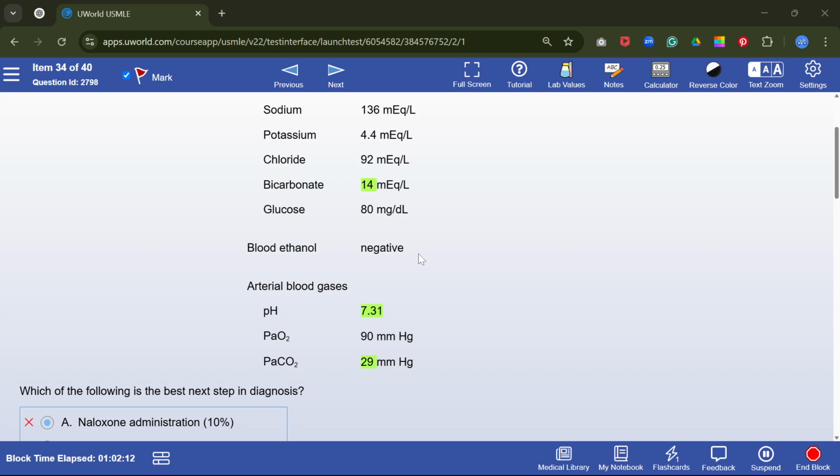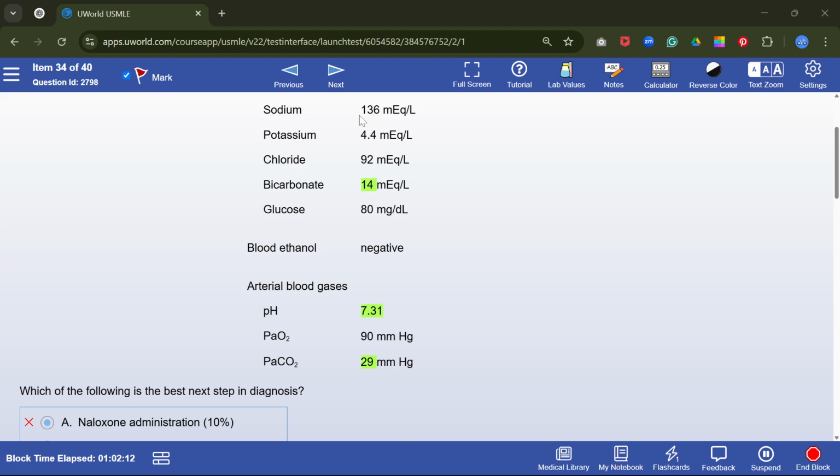Now I need to find out the anion gap. If you find a case with metabolic acidosis, then we need to find out the anion gap. Is it normal anion gap metabolic acidosis, or is it high anion gap metabolic acidosis? It is NAGMA, or it is AGMA or HAGMA.